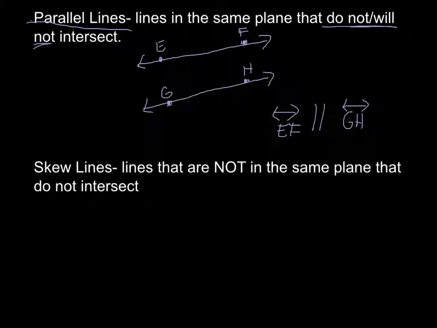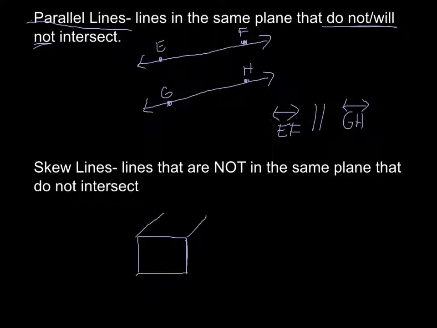Okay, then we have a thing called skew lines. So skew lines are lines that are not on the same plane. They are not on the same flat surface. And they will not intersect. So they're kind of like parallel lines, but they, again, are not on the same surface. And how we would see those is if we were looking at a 3D shape. Okay, so here's my flat plane.